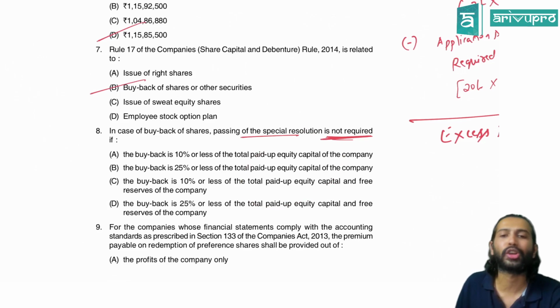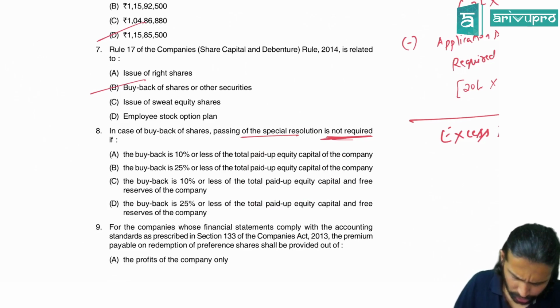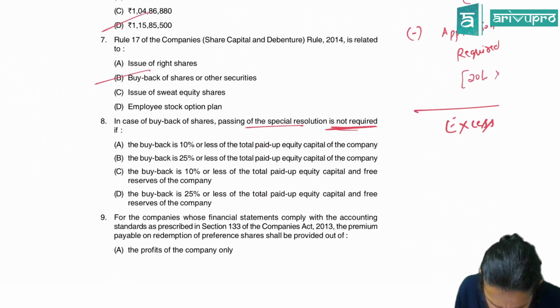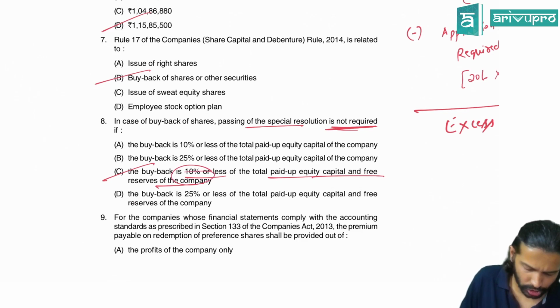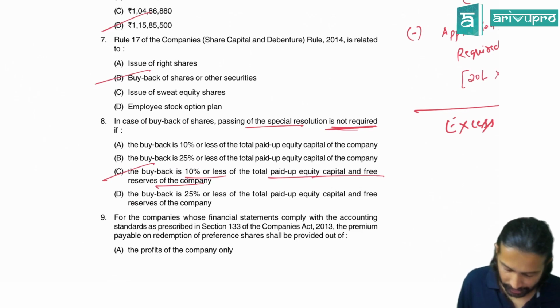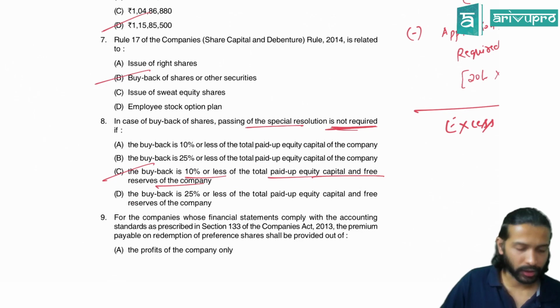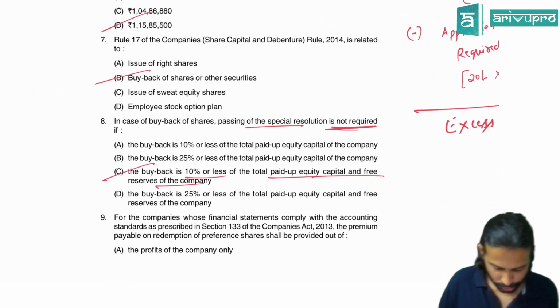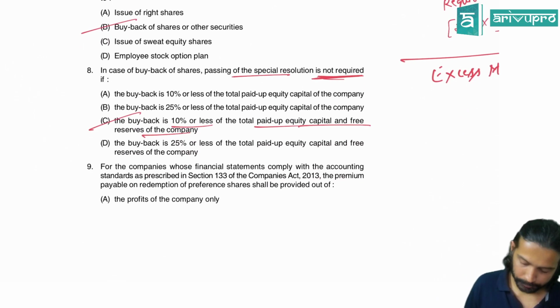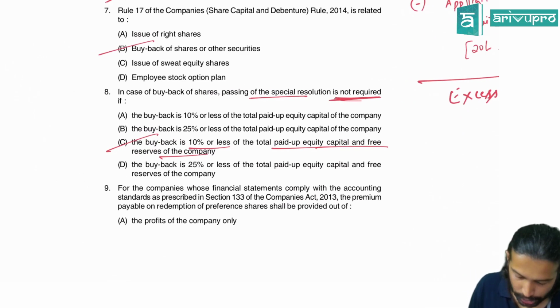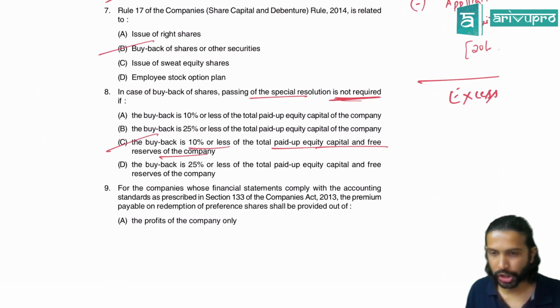When is special resolution not required? Special resolution is not required if the buyback is 10% or less of total paid up capital and free reserves. Chennai, see. If you're buying less than 10% of paid up capital and free reserves, then special resolution is not required. Board resolution is more than sufficient. So hence, C for Chennai is the right answer for question number 8.